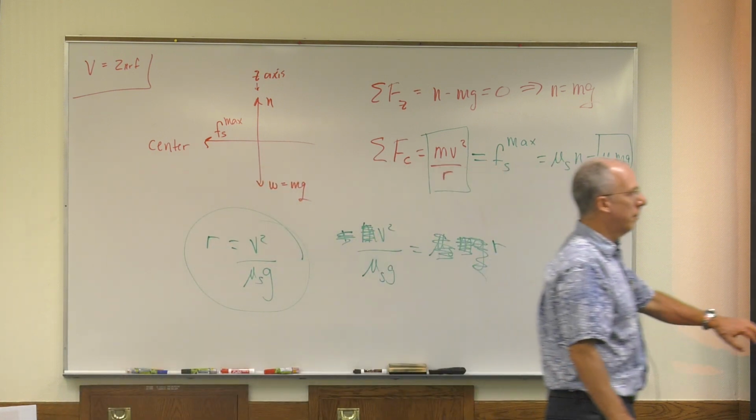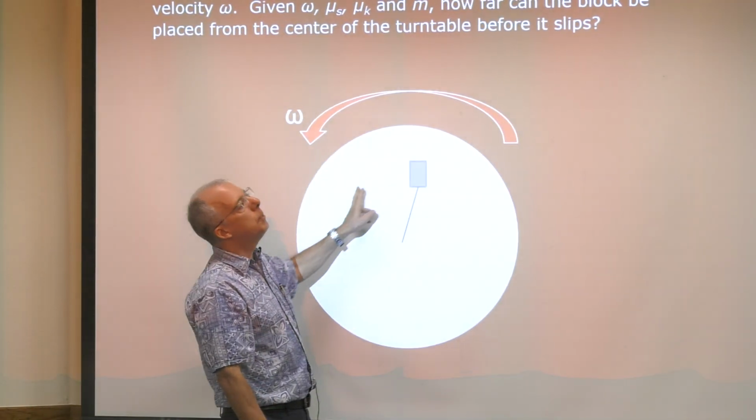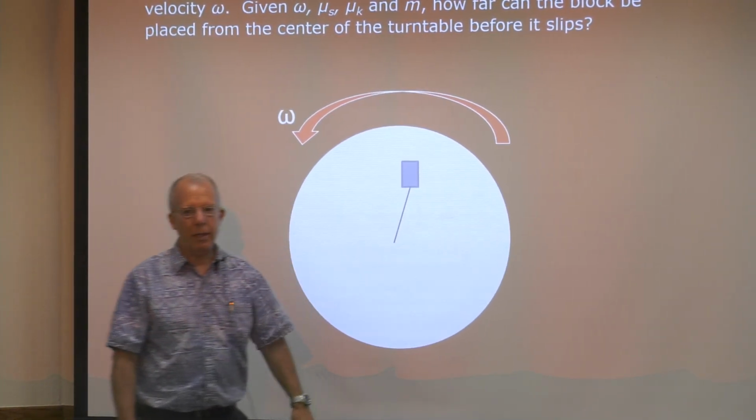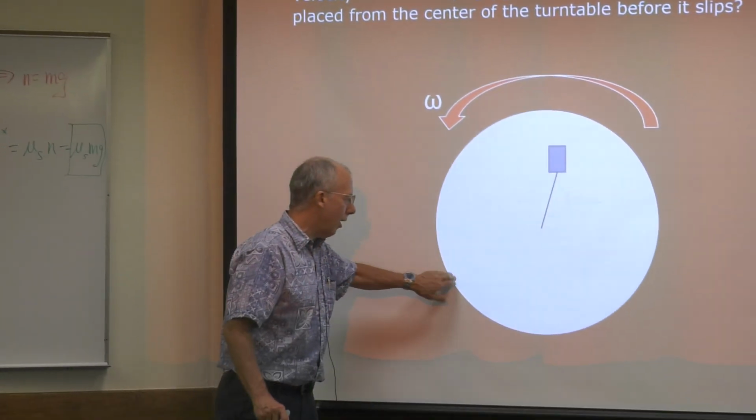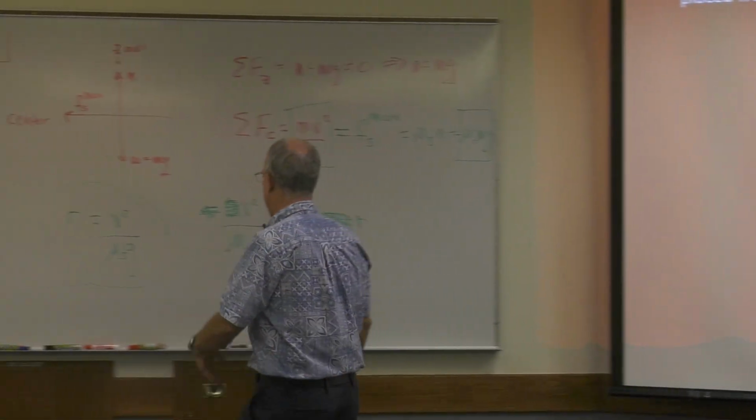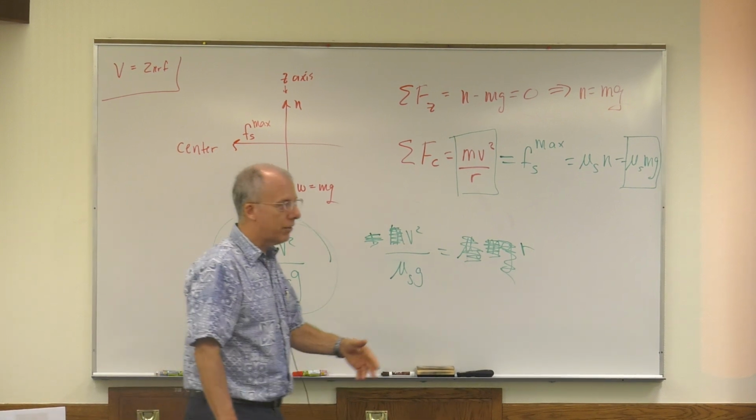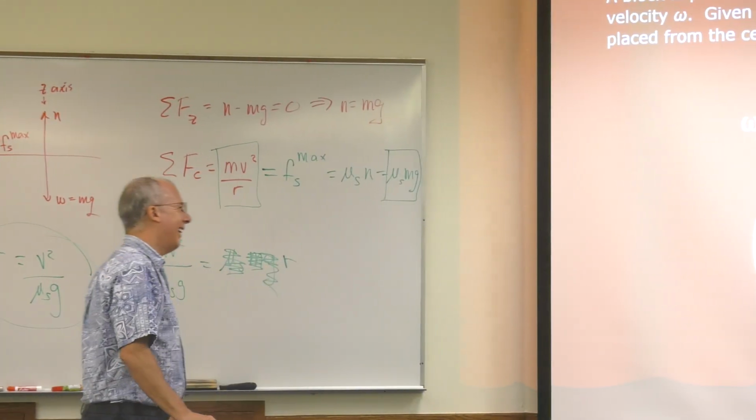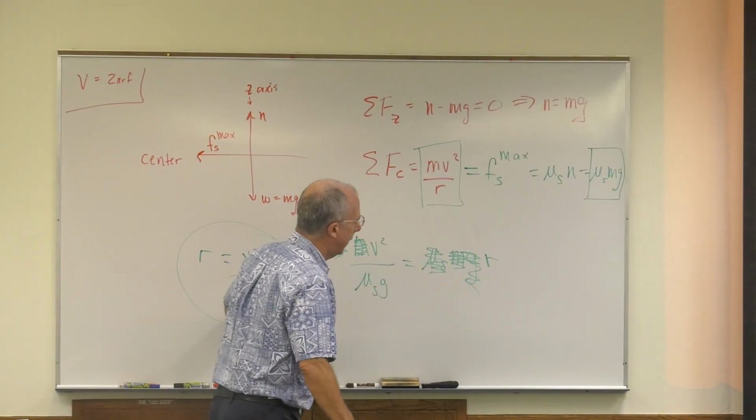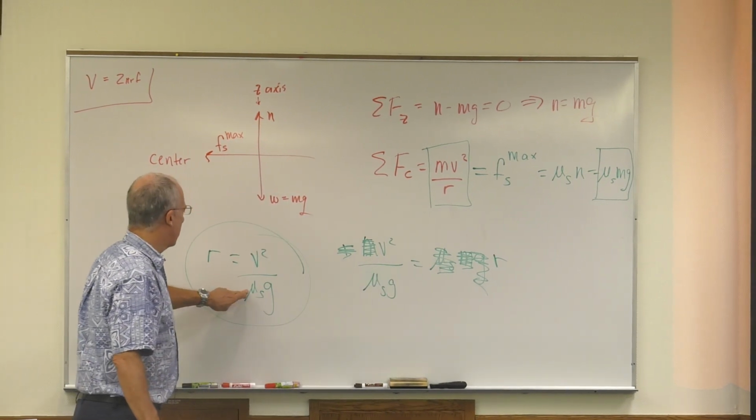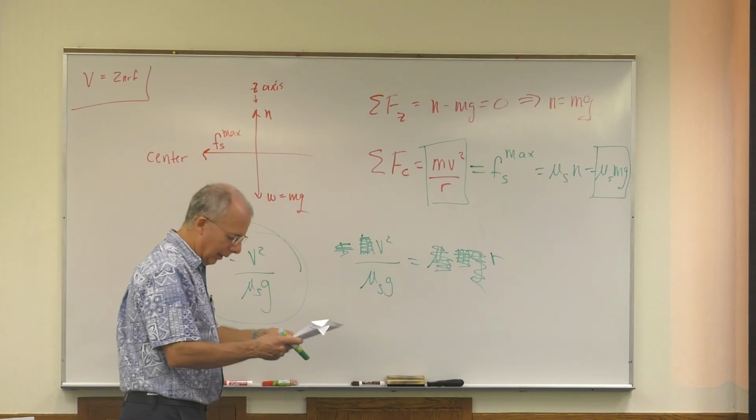If this thing is going at a really slow speed, you can stand way out here, right, and not fall off. So that makes sense, but it also depends on friction. That makes sense too, right? I mean, if it's ice, good luck. If it's sandpaper or something like that, in other words, if this is large, then it will work.